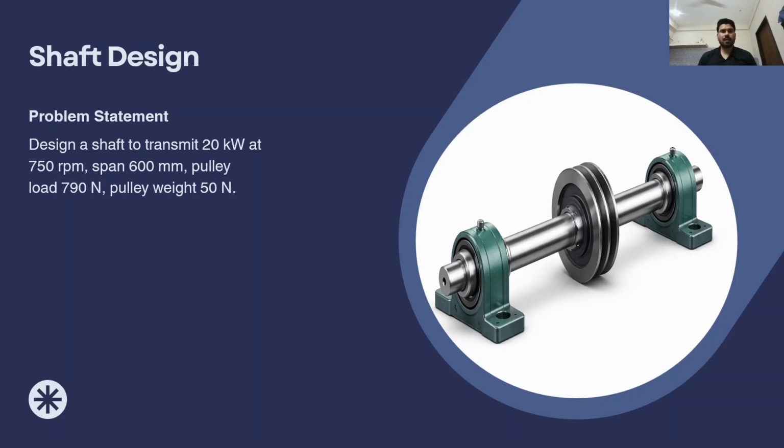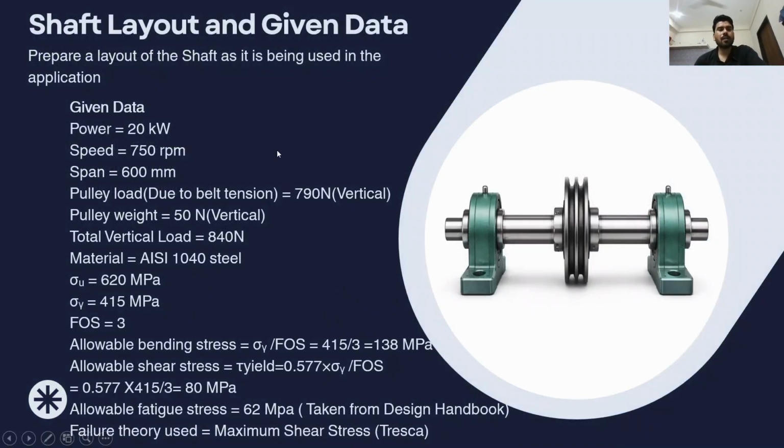So let's quickly start. Let me just explain the problem statement that we will be solving today. Design a shaft to transmit 20 kilowatt at 750 rpm, and span is 600 mm, and pulley load is 790 Newton, and pulley weight is 50 Newton. This is the exercise problem statement. Now prepare a shaft layout and given data, and the given data is as follows.